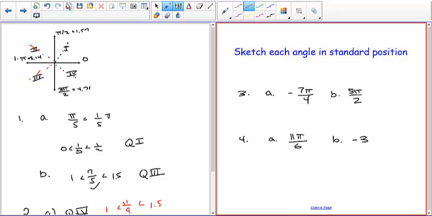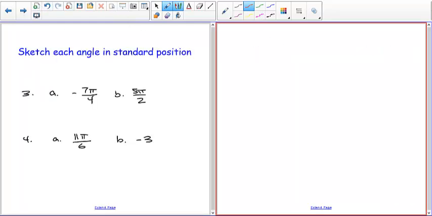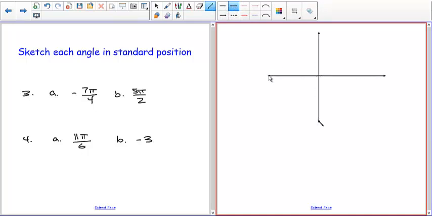Okay, sketch each angle in standard position. So standard position means relative to the x-axis, positive x-axis being 0. So what we're going to do is draw our coordinate axes again here. Now, we have to be a little more accurate in this case. We could tell you what quadrants they're in, just as we did in the previous 2 problems.